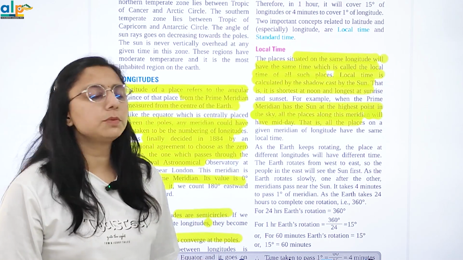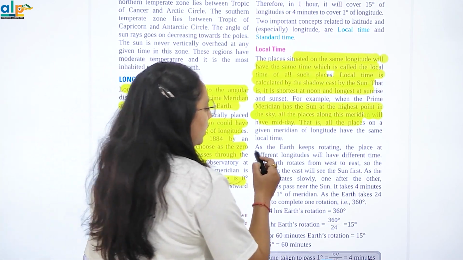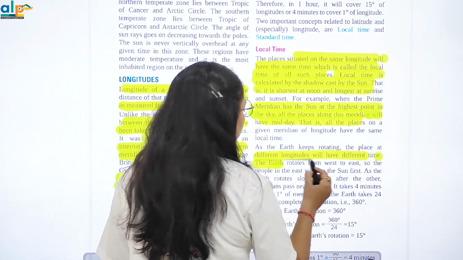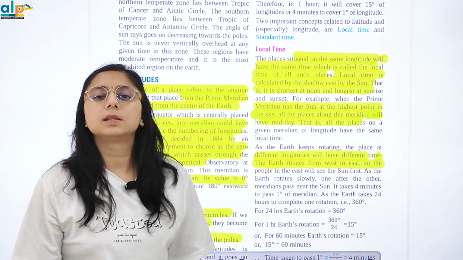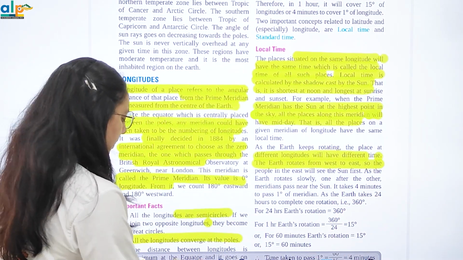So as the earth keeps rotating, places at different longitudes will have different time. The earth rotates from west to east. And the people in the east will see the sun first, and after that the ones in the west.